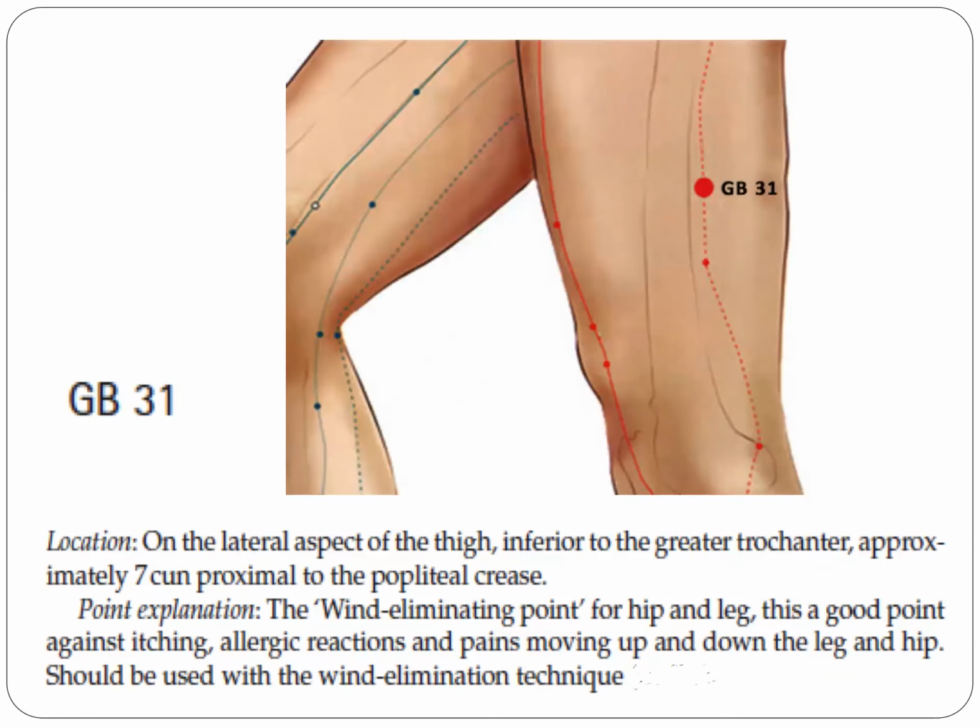Next point is GB31. On the lateral aspect of the thigh, inferior to the greater trochanter, approximately 7 chun proximal to the popliteal crease. This point is the wind eliminating point for hip and leg. This is a good point against itching, allergic reactions, and pains moving up and down the leg and hip. This should also be used with the wind elimination technique.